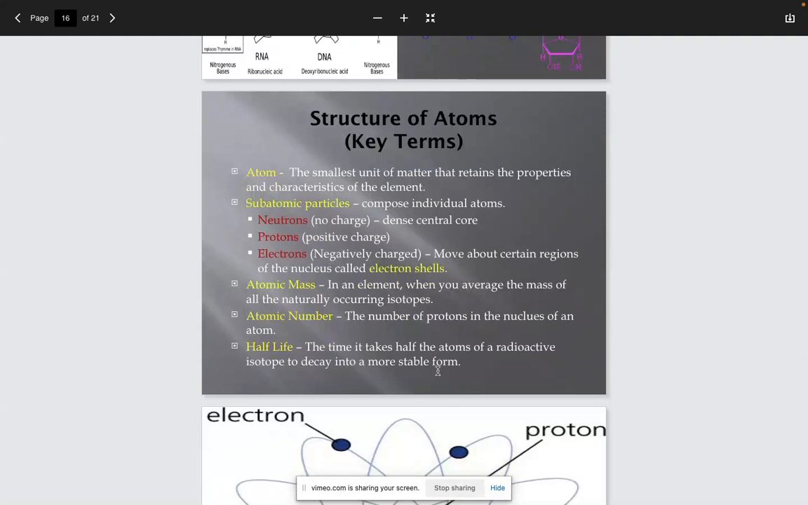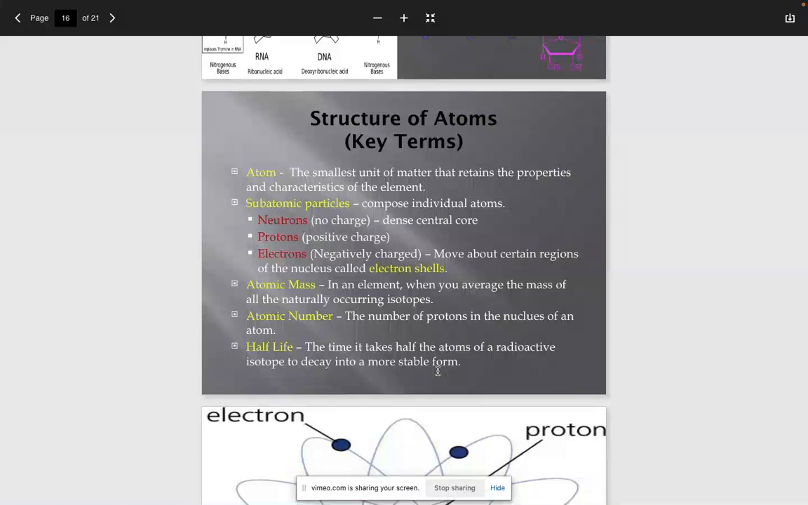Remember that you may lose or gain an electron depending on how many electrons you have in your outer shell, depending on what's favorable. Neutrons are neutrally charged. Does anybody remember where neutrons are located? Within the nucleus, absolutely. And does anybody remember what else is present within the nucleus? Protons, exactly. Protons are positively charged. So protons and neutrons are responsible for making up the atomic mass, the AMU.